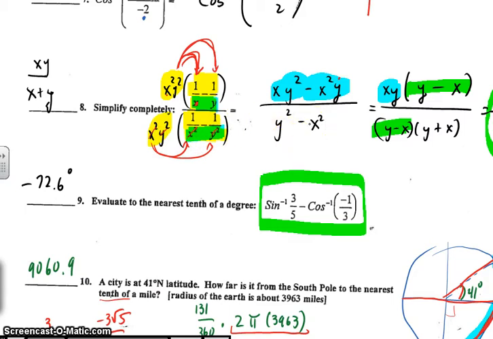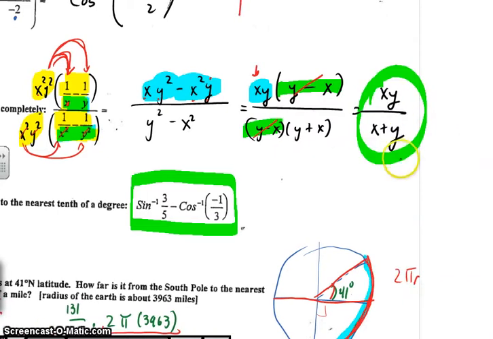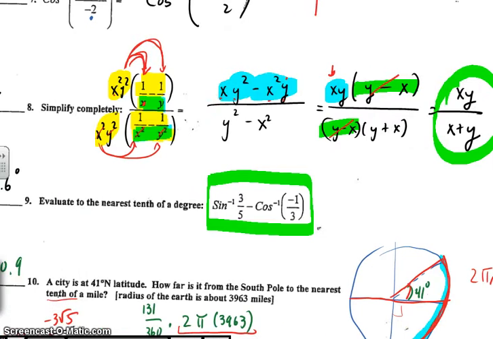Okay, then we look at it a little bit closer, and we see that on the top we can factor out an x and a y from each term, so we do that. And on the bottom it's the difference of squares, so we factor those. Then we see we have a common factor that we can divide out, and we're left with xy over x plus y. And algebraically, we really can't do anything else with that.